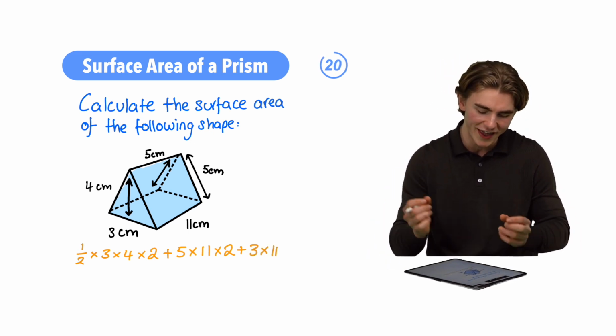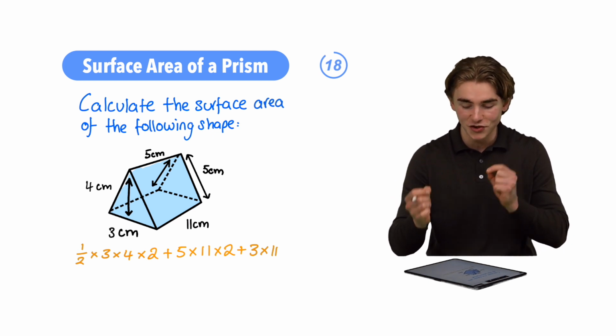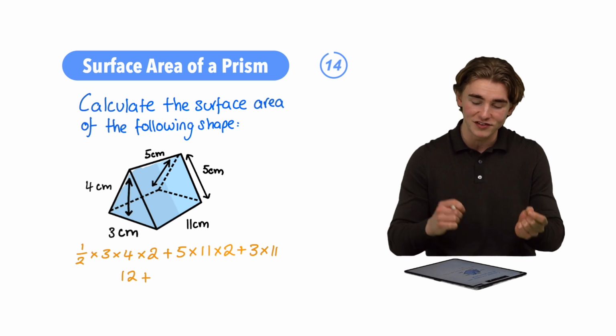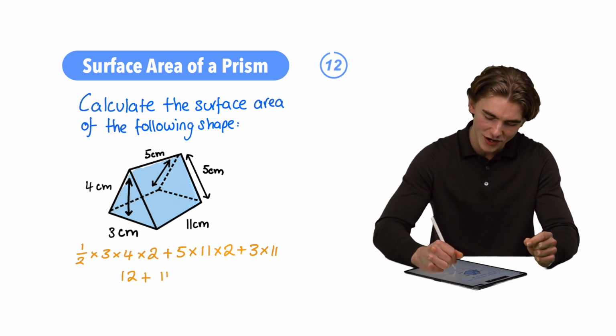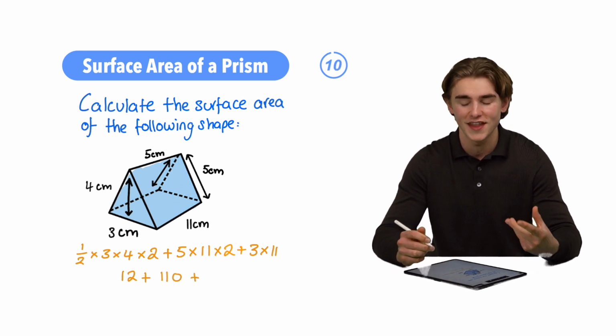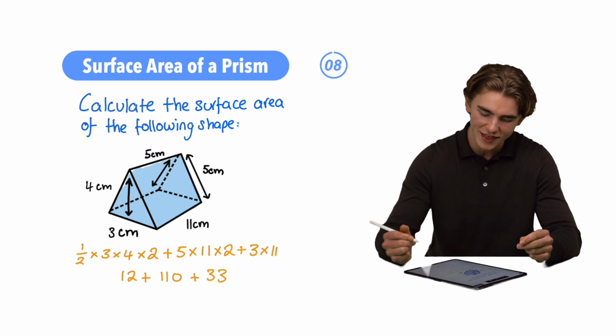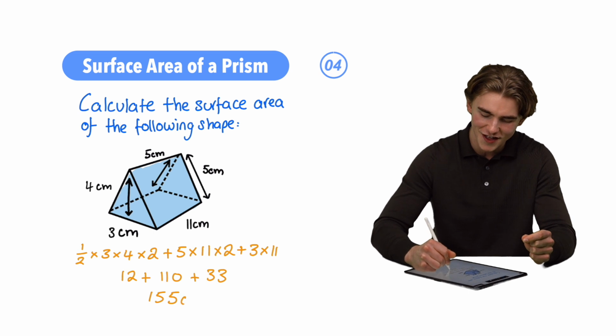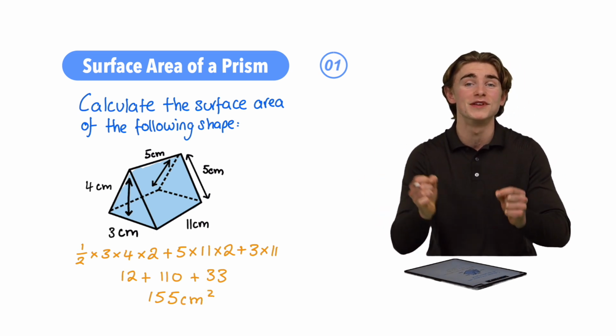Finally, simplifying, what are we going to get? A half times 3 times 4 times 2. That is going to be 12. So we're going to have 12 plus 5 times 11 times 2. That's going to be 110. So we can write that in. And finally, 3 times 11, that's going to be 33. Adding all of those together then, guys, that's going to be 155. So that is our final answer, 155 centimeters squared.